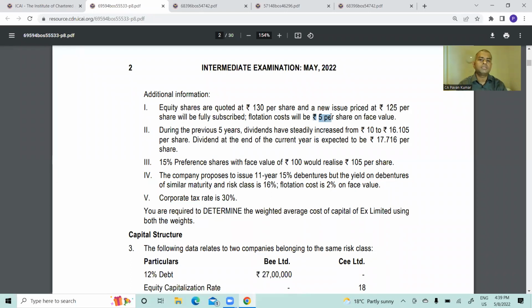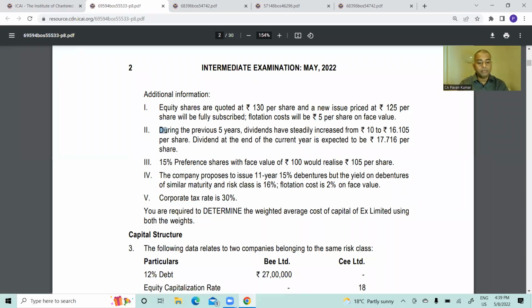What is this flotation cost? All the incidental expenses, like you have to submit a prospectus, pay stamp duty, and appoint a merchant banker. Then the procedures, filing papers with stock exchanges. For all these things, you have to incur 5 rupees per share on average. So if you issue a new share, you will get 125 minus 5, 120 rupees, as the net proceeds. Okay, 120 is the net proceeds.